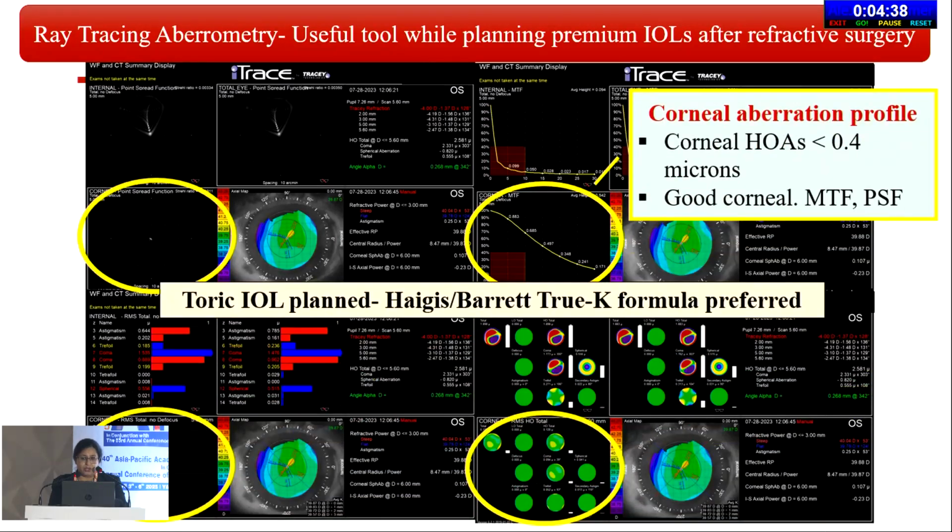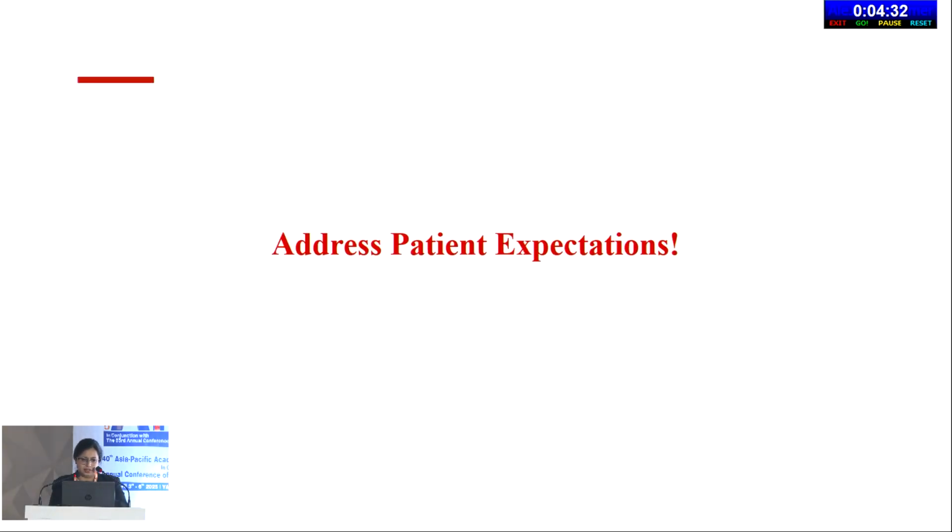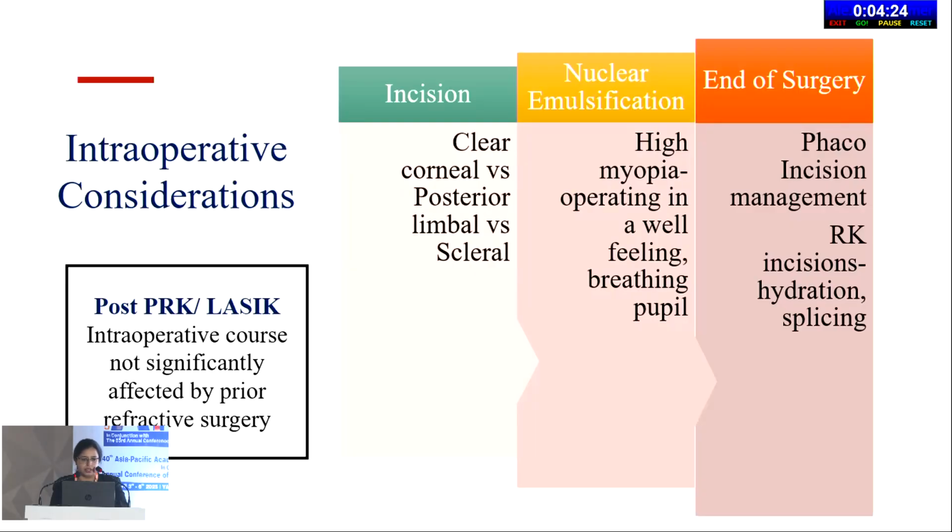So if you have a good corneal MTF, PSF, and less higher order aberration, you can go ahead with multifocal cases. Address patient expectations, always under promise and over deliver. You may have surprises even with the best of gadgets at your disposal.